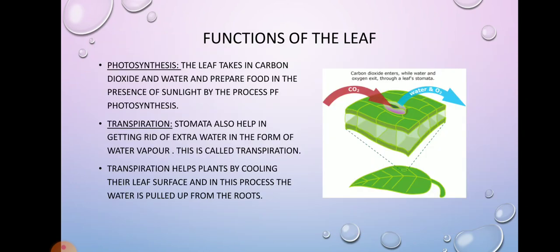Then we have functions of leaf. The first function, we are all very well aware of, that is photosynthesis. We all call the leaf the kitchen of the plant. Why? Because it produces food there. It prepares food there in the presence of sunlight, and it also needs carbon dioxide and water for the preparation of food. So photosynthesis is a common function which is very well known to you. Then we even have an idea about the next function, which is transpiration.